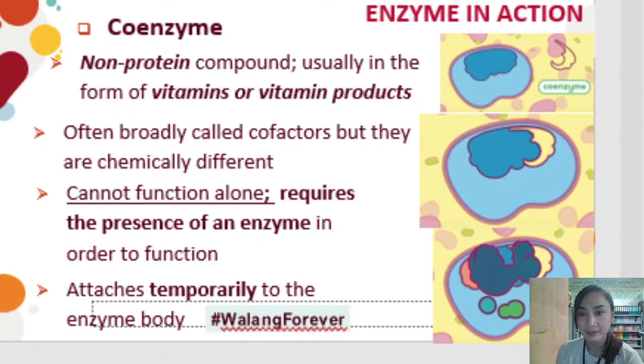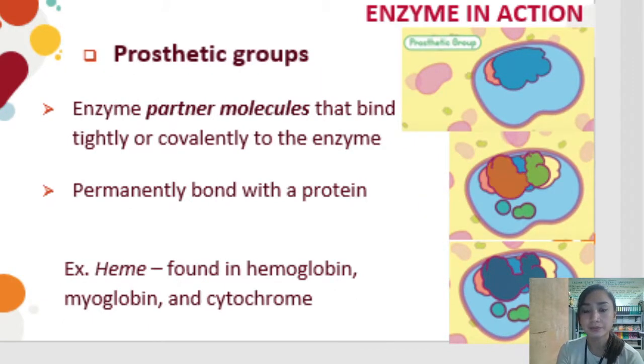However, with the next helper molecule, we have the prosthetic group. So yung prosthetic group naman natin, they are partner molecules that bind tightly or covalently to the enzyme. So this time, itong prosthetic groups natin, they are permanently bonded with the protein. One example of this is the heme. No, heme, we know that it is found in hemoglobin, myoglobin, and cytochrome.